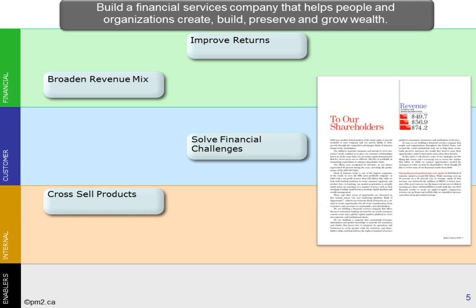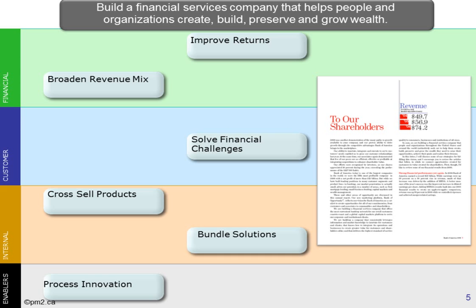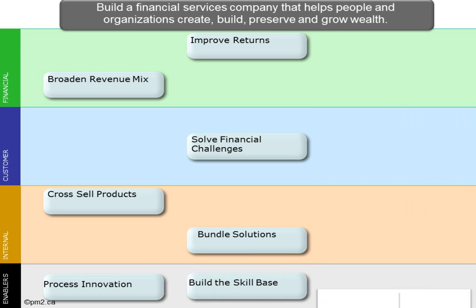He also outlined internally how they have to learn how to better cross-sell their products, and in fact how to bundle their solutions into things that make more sense to their customers. Then he talked about a couple of enablers, process innovation and building the skill base. So what I've done is taken the list of objectives that he outlined and organized them into the various perspectives that they seem to fit.